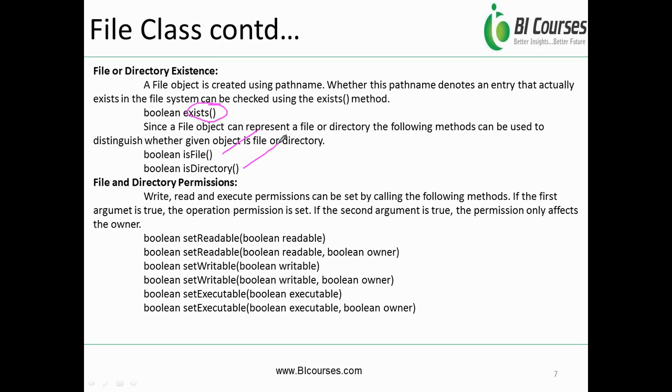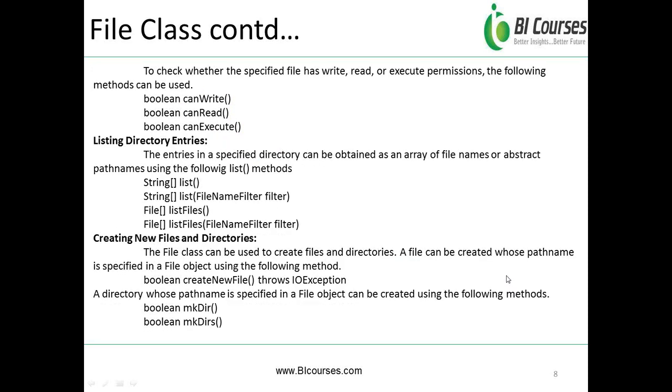And also we can set permissions to a specific file, like setReadable(true), so this will make a file object readable. And you can also make it writable and executable, with boolean owner options, for owner readable, writable, and executable. Like this we have six various methods to set the permissions for a file. And also we can check whether we can write into a file, or read a file, or execute it. So we can check the permissions of a file using these three methods: canWrite, canRead, canExecute.